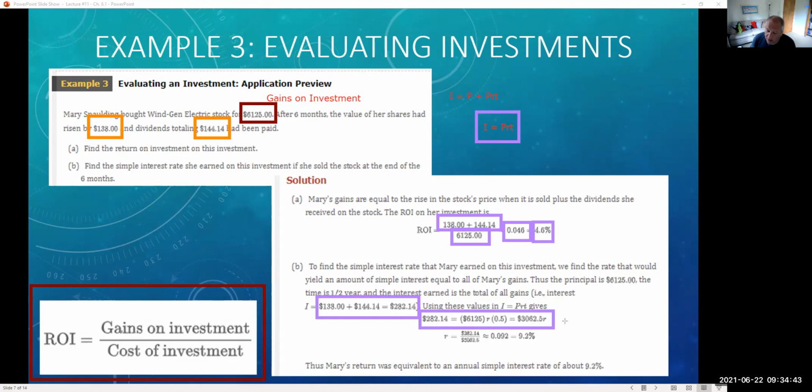If I solve the equation with all the algebra skills, I wind up with this figure here, 0.092. And you should know as a percent, that's supposed to be changed to 9.2%. So what does it mean? If it was equivalent to an annual simple interest rate, it would be 9.2%.